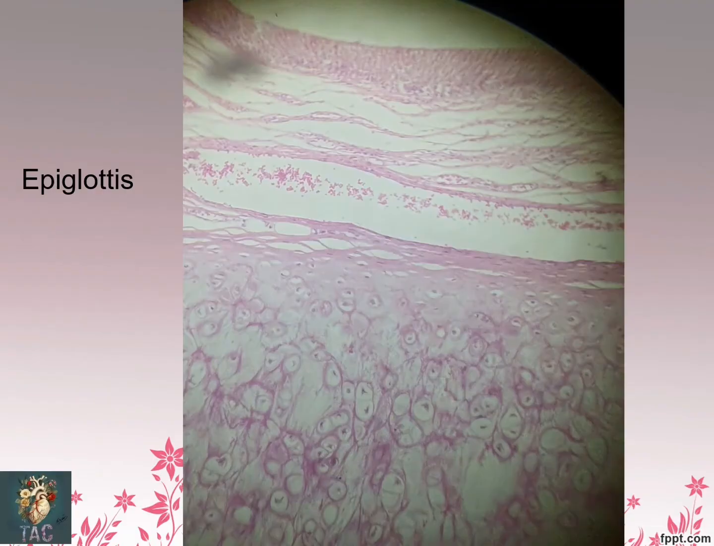On both sides you can see the mucosa. This is the same slide at higher magnification, in which you can see on one side the pseudostratified columnar ciliated epithelium, and just beneath the epithelium the moderately dense irregular connective tissue, and then the elastic cartilage at higher magnification, in which you can see the chondrocytes present in their lacunae, and a large number of elastic fibers.